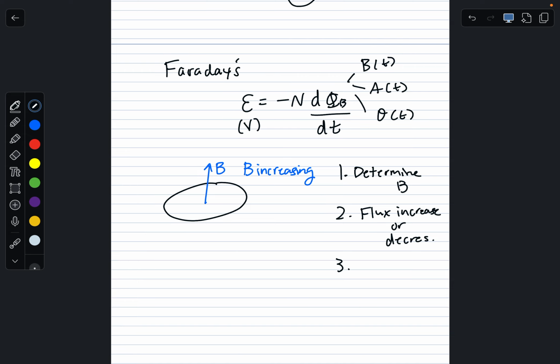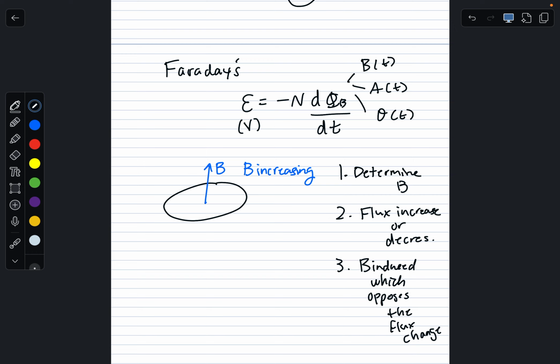Step 3: find your B induced, which opposes the flux change. It doesn't oppose the field. It opposes the change. It doesn't oppose B, it opposes the fact that B is increasing. So if B is a vector pointing up and that B vector is getting bigger and bigger, how do we shrink it? We add a field in the opposite direction. So our B induced is going to point down. And then, looking from above, our fingers are moving in a clockwise fashion.